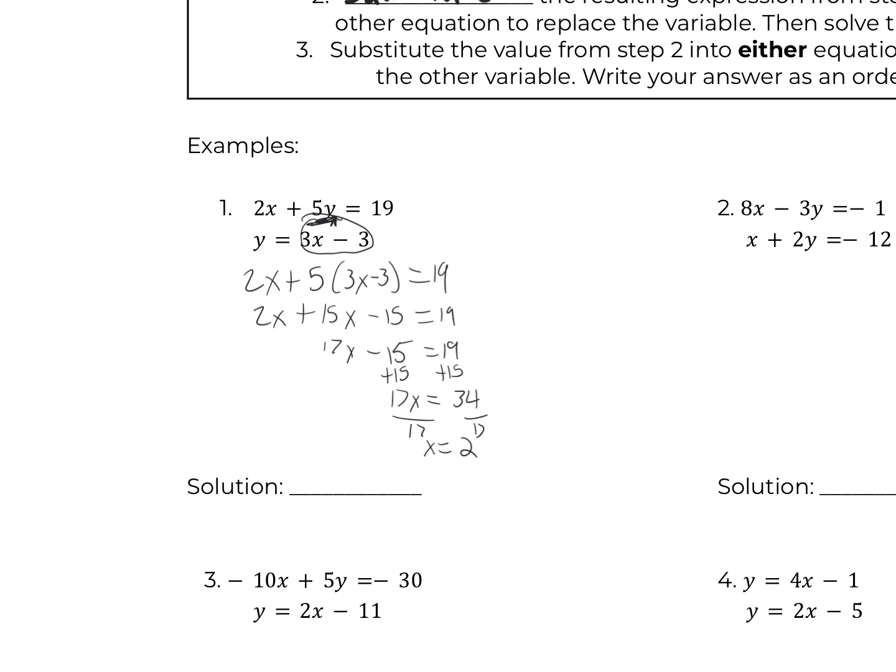Alright, now I'm going to take this 2, and plug it into either one of these equations I started off with and get what y is. So I'm going to do y equals 3 times 2 minus 3. So 3 times 2 is 6, and 6 minus 3 is 3. So my solution is (2, 3).